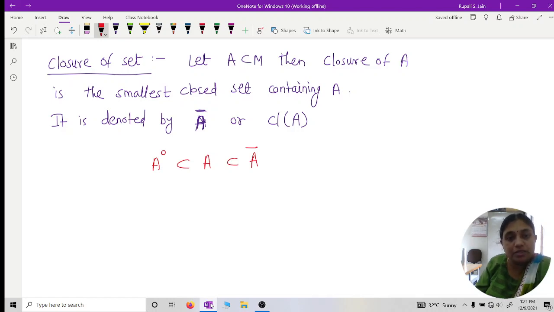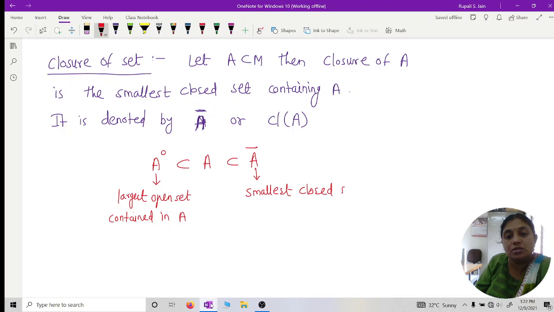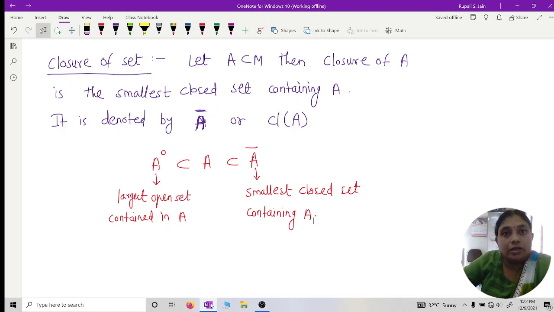This is the largest open set contained in A. This is the smallest closed set containing A. See, there is a difference between contained and containing. Contained in A, and this is the smallest closed set containing A. Okay.